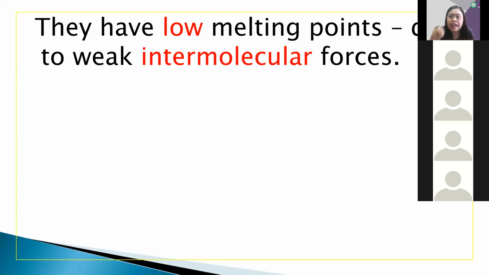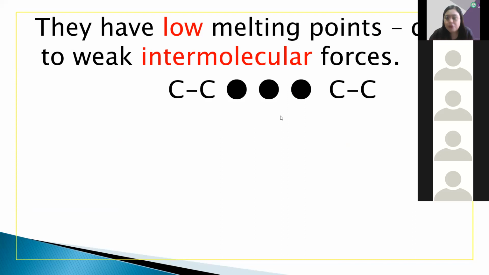If we have an organic compound na solid, i-subject natin siya into heating, then mabilis lang yung pag-melt niya. Mag-melt siya agad, even in low temperature. So that is due to actually low or weak intermolecular forces. Pag sinabing intermolecular forces, class, it's a bond between one molecule to another molecule.